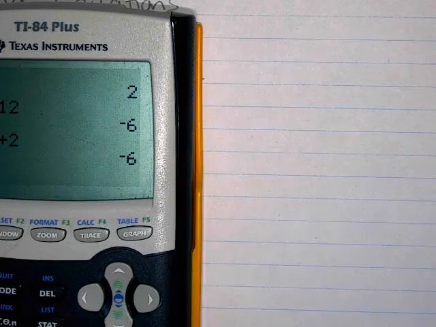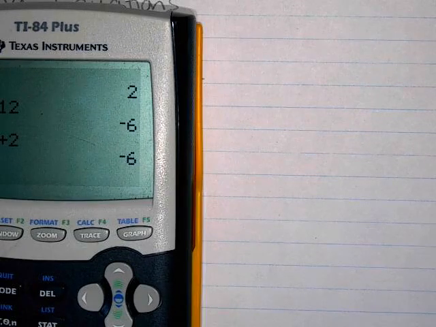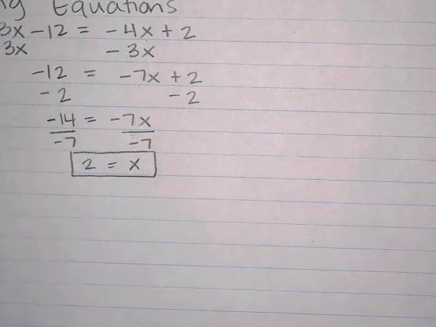Make sense? So that's the way we can use the calculators to check our work. Okay, let's try another problem.